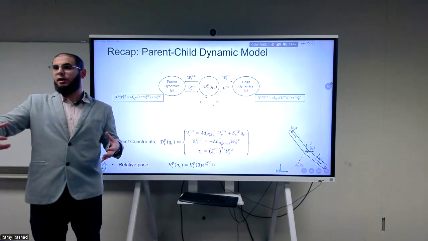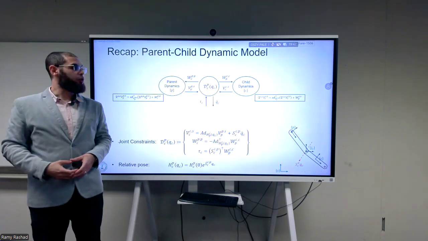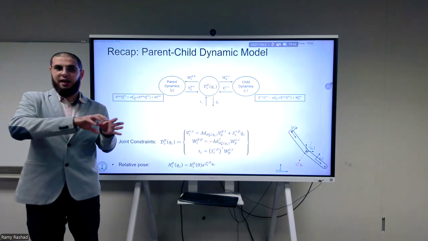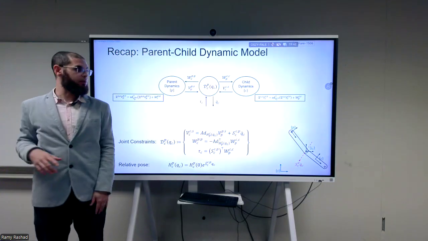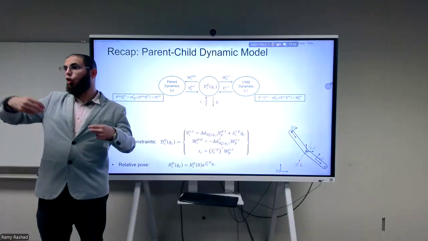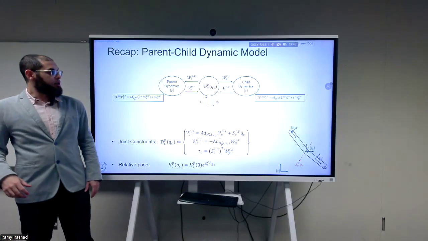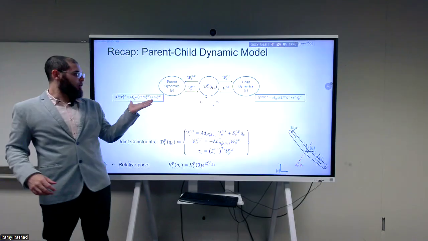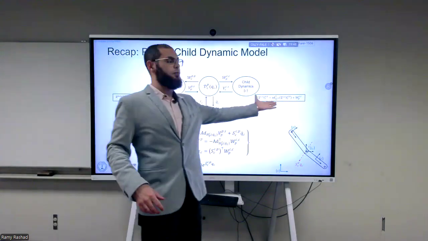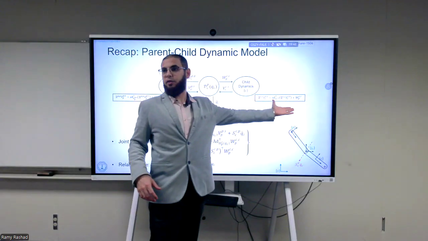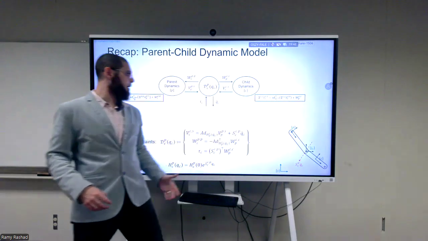We said that the serial linkage in the end is nothing else than two links connected together through joints. We don't have any kinematic loops. We just have one link connected to another link, and there are just joints in between. So we have this serial linkage. It's an open chain. So for every parent, we have an equation of motion that looks like this. For every child, we have another equation of motion that looks like this. So this is just the equation of motion of the rigid body.